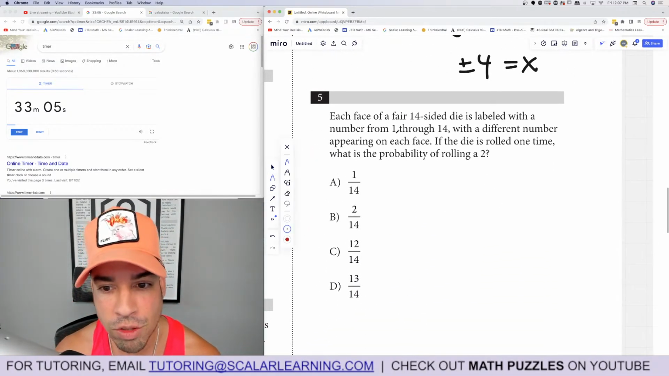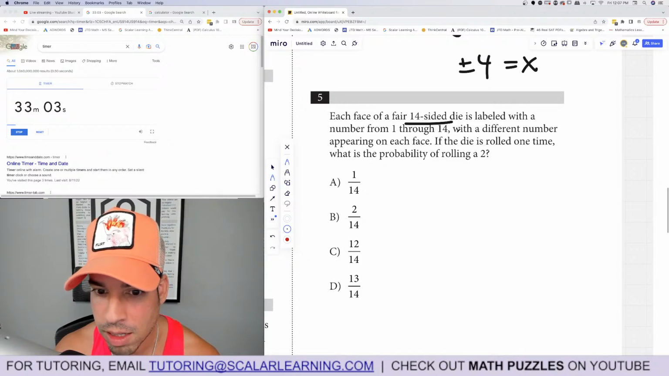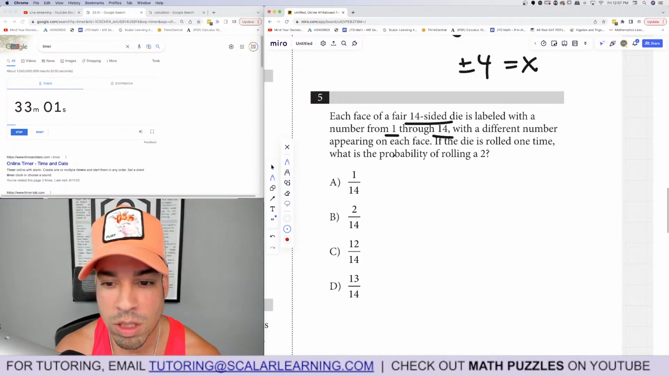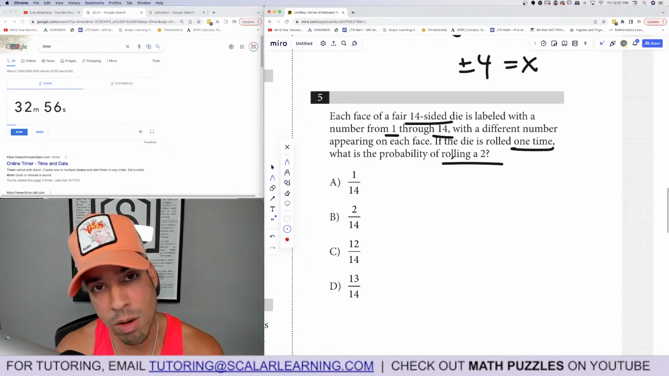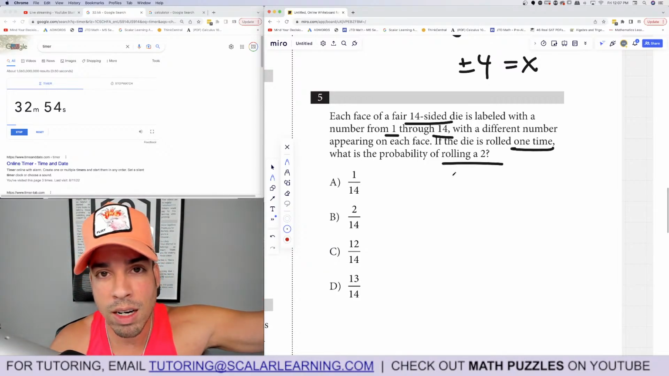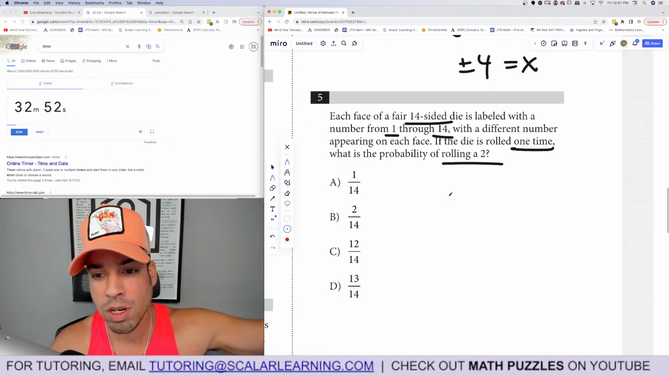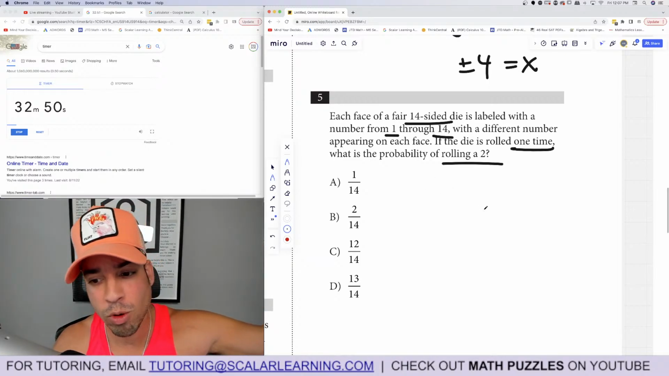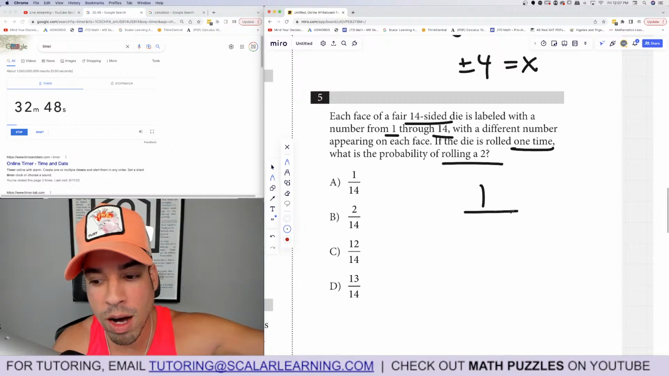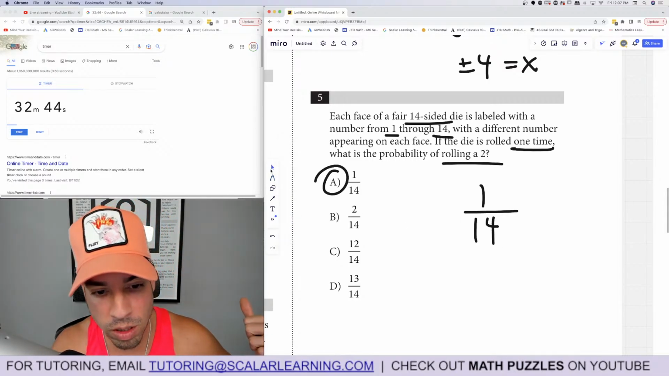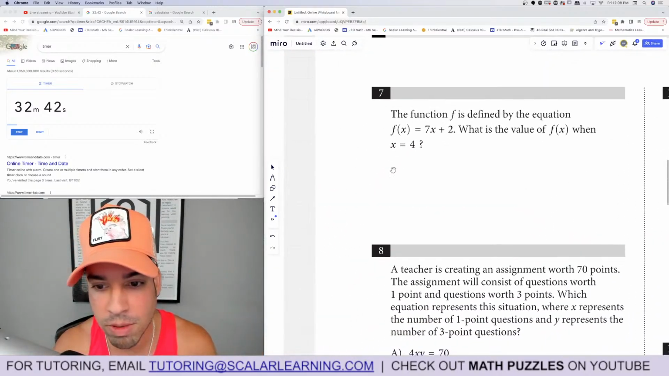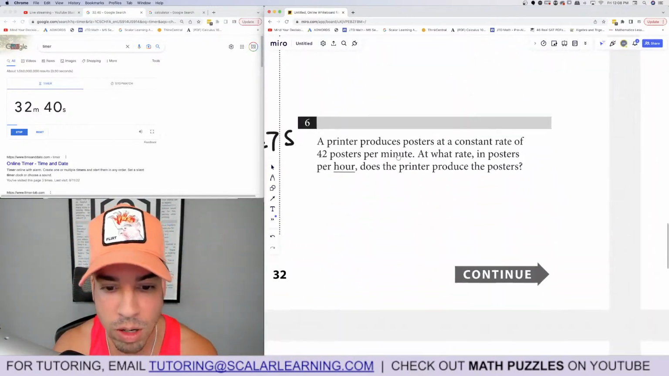Number 5. Each face of a 14-sided die is labeled with a number from 1 through 14, with a different number appearing. If the die is rolled one time, what's the probability of rolling a 2? So check this out. This is how we do probability. We've got one chance to get a 2, right? Because there's 14 sides, everything is 1 through 14. So I got one shot of getting a 2 out of a total of 14 possibilities. There's my probability. A is the winner. Done. Number 7. Wait, did I get 5? 6. Here we go. Sorry.